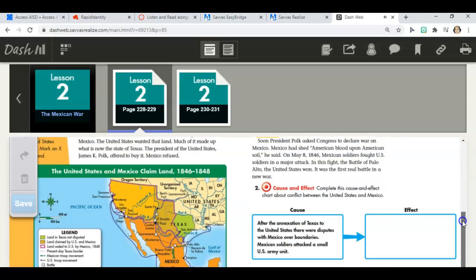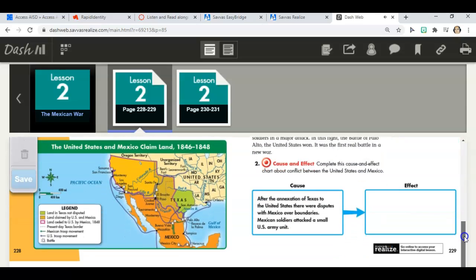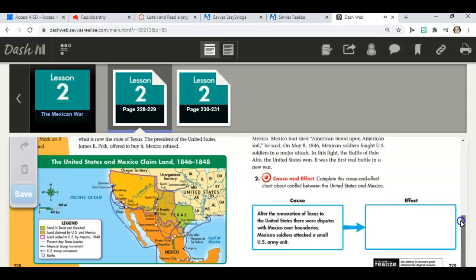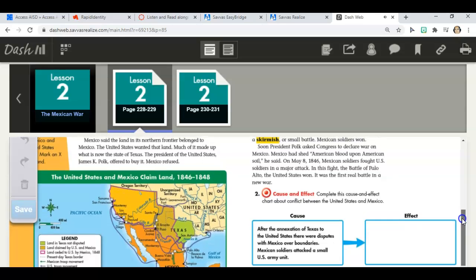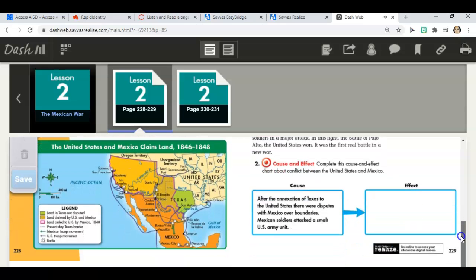1. Analyze the map. Identify the land Mexico and the United States disputed. Mark an X on that land. 2. Cause and effect. Complete this cause and effect chart about conflict between the United States and Mexico.